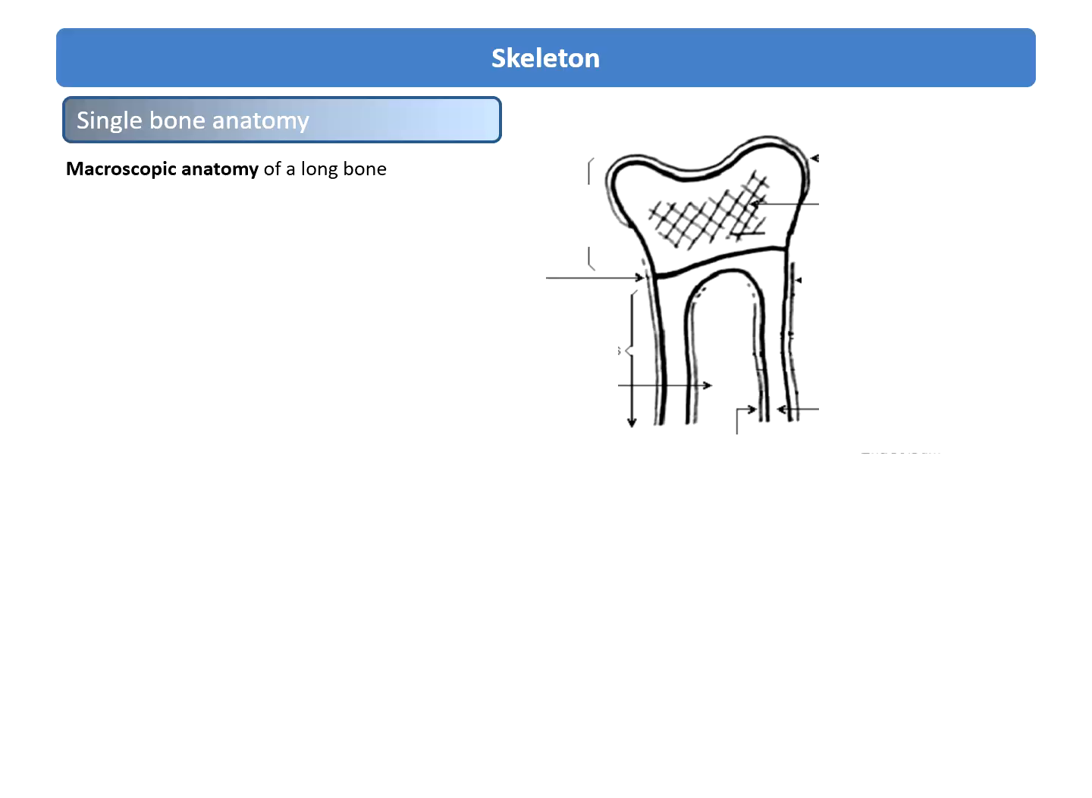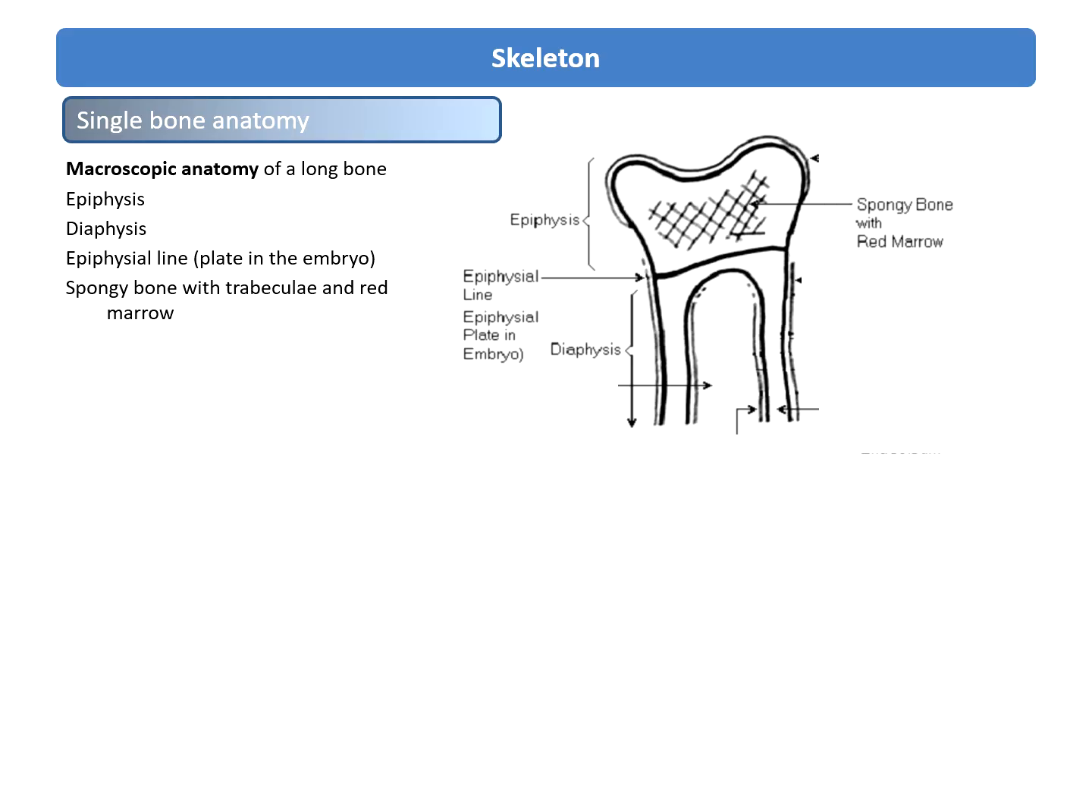Wormian bones are the bones that form between the major cranial bones. Let's look at the anatomy of a single bone. This would be the microscopic anatomy and the macroscopic. The end of the bone is called the epiphysis. The shaft of the bone is the diaphysis. An epiphysial line separates the two. It's called the epiphysial plate in the embryo.